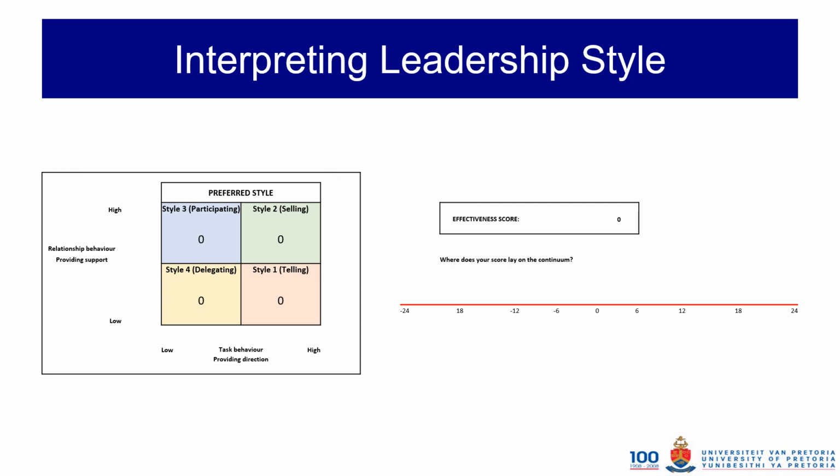It is not about being balanced. It's about being able to apply the different leadership styles when the situation requires. And on the right hand side, the higher your score on the effectiveness scale, it means that the better you are at reading the situation and then applying the correct leadership style.